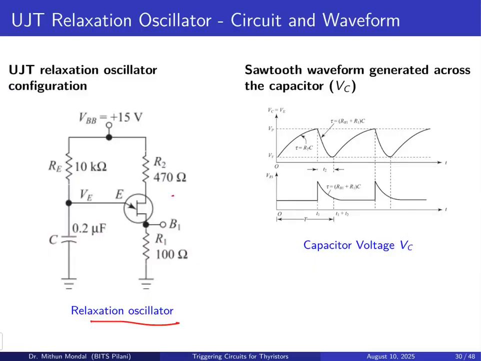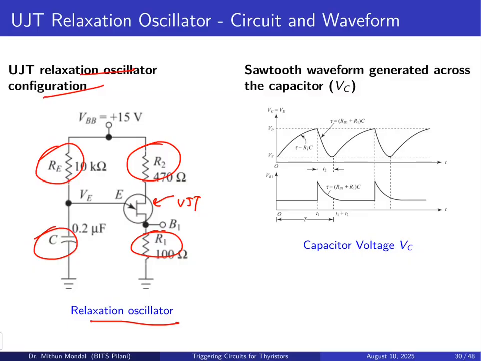If you see it, this is your UJT, and the resistors R2 and R1 are connected to the bases B2 and B1, and this is your emitter resistor RE, and there is a capacitor connected. So this is the UJT relaxation oscillator configuration with different voltages, and typical values of the resistors are shown. You will get the sawtooth waveform generated across the capacitor, Vc, and for the signal we have given, we are basically getting the sawtooth signal.